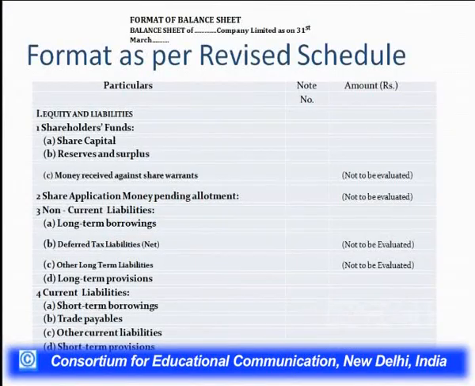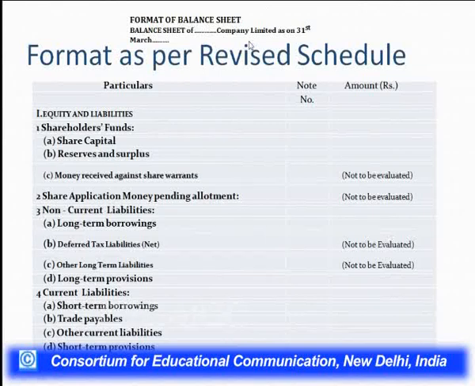So let's have a look at the balance sheet format, which has been given as per the revised schedule here, and is very readily available on the Institute of Chartered Accountants of India's website, right? So let's have a look at the slide, please. This slide shows you the format of the balance sheet. If you look at the top, it says format of balance sheet, balance sheet of a company XYZ.